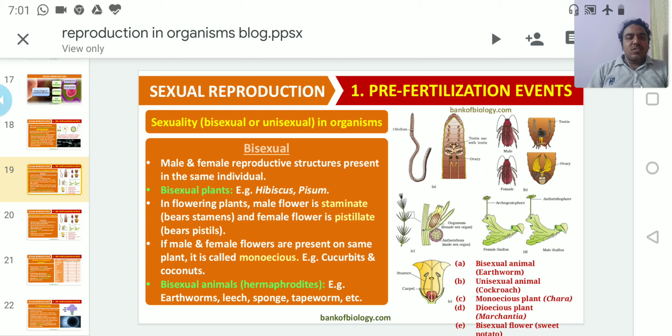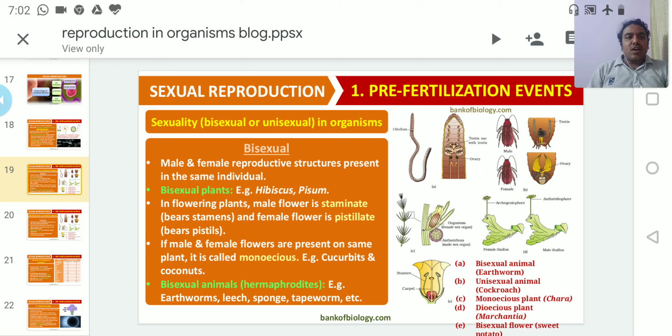Okay, so in these cases we can see such types of structures. And generally, the terminology we use for monoecious, or bisexual, is used in the case of plants. What about in the case of animals?